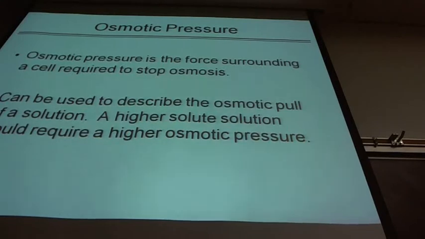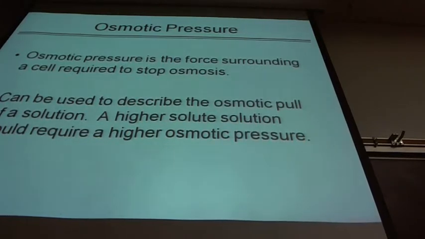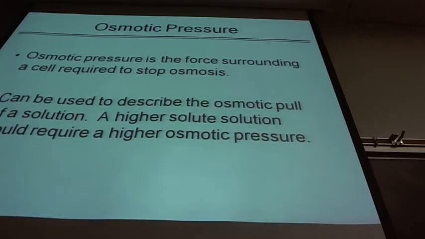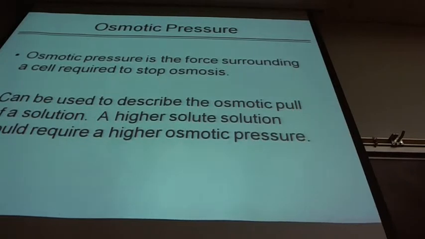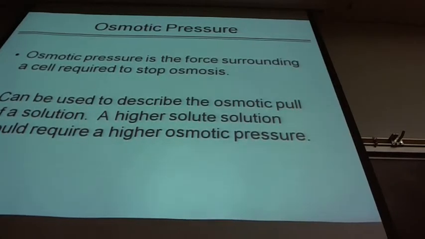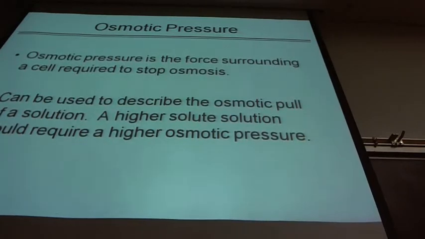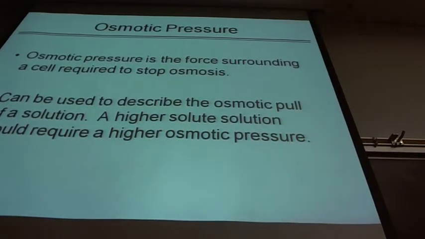Osmotic pressure. So what happens is when you have a high concentration of solute on one side of the membrane and you have a high concentration of solvent on the other side, the solvent's going to move across. The solute exerts osmotic pressure. It's going to draw the water across.